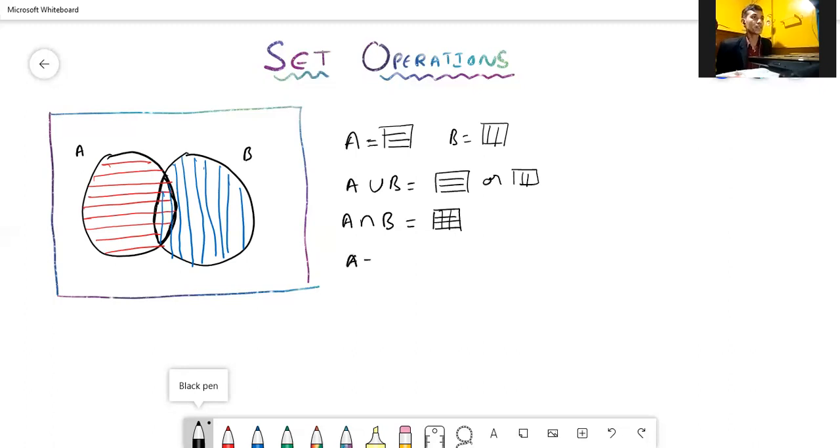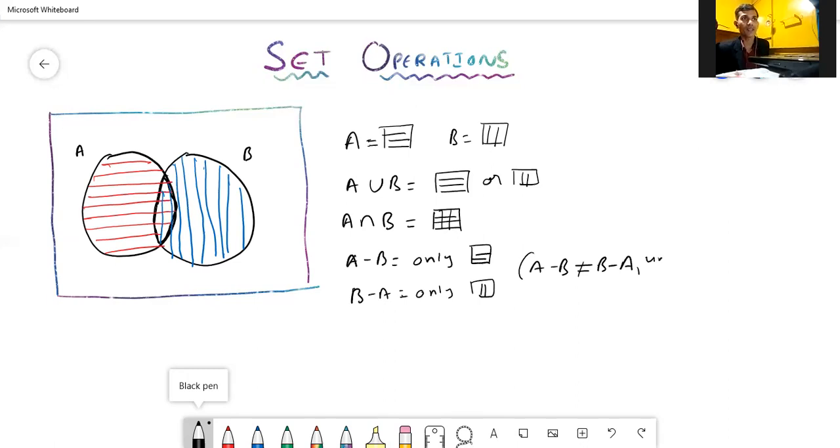If we say A minus B, only horizontal lines. B minus A means only vertical lines. That means elements in B but not in A, and elements in A but not in B. In general, one note: A minus B and B minus A are not equal unless A and B are equal.